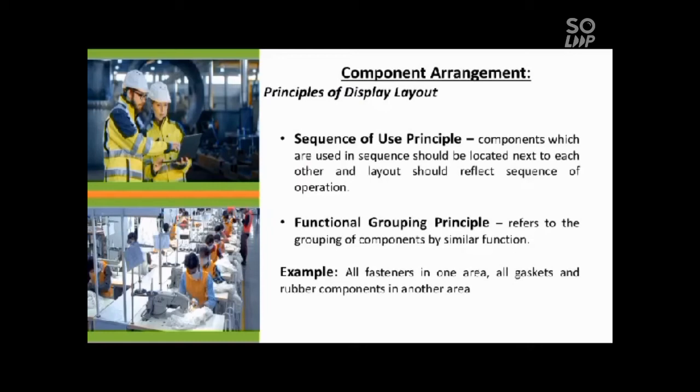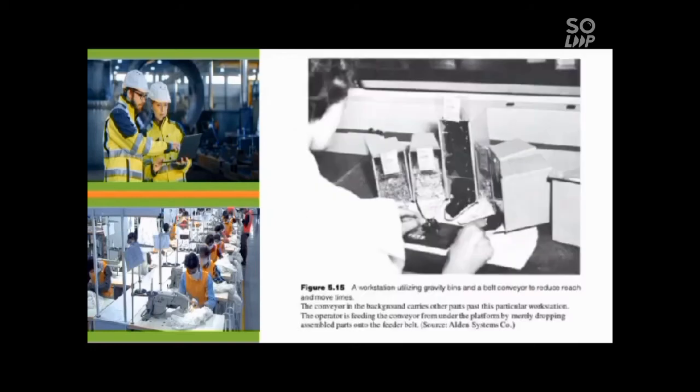Since many products are assembled in a strict sequence, cycle after cycle, it is very important to place the components or sub-assemblies in the order that they are assembled, since this will have a very large effect on reducing wasteful motions. This figure shows a workstation utilizing gravity beams and a belt conveyor to reduce reach and move times. The conveyor in the background carries other parts past this particular workstation. The operator is feeding the conveyor from under the platform by merely dropping assembled parts onto the feeder belt.